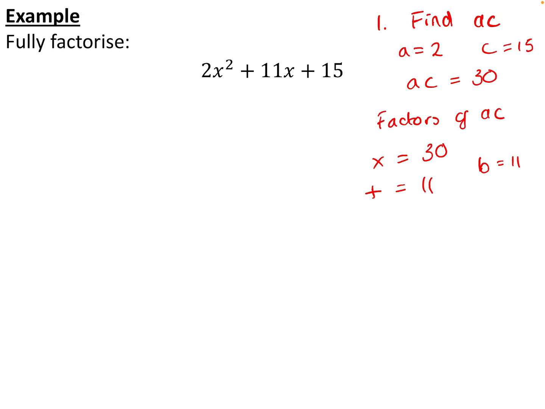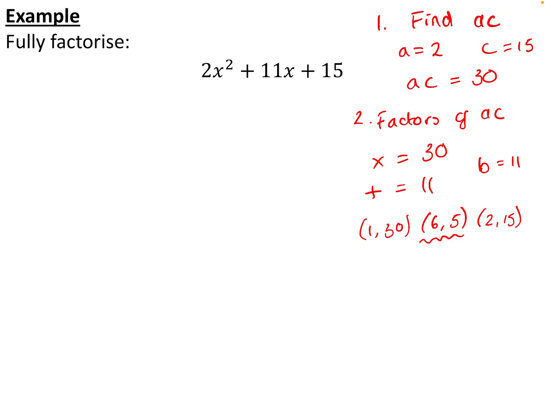We could have 1 and 30 as factors. I'm going to put them in brackets so we can see them separately. We could have 6 and 5. We could have 2 and 15. And I've already realised I could find more, but I'm going to stop. 6 and 5 will add up to 11. So that's step 2 done.